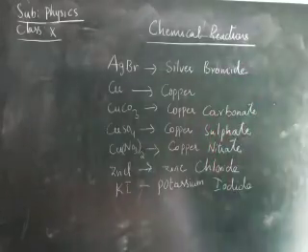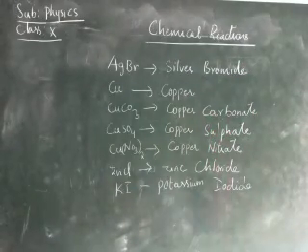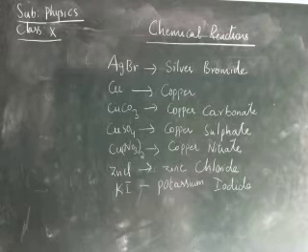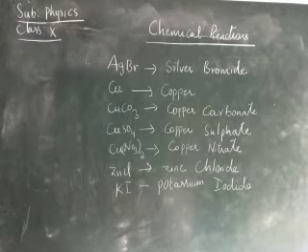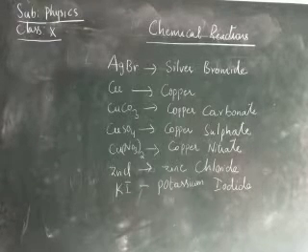AgBr, silver bromide. Cu, copper. CuCO3, copper carbonate. CuSO4, copper sulfate. Cu(NO3)2, with the NO3 taken twice, copper nitrate. ZnCl, zinc chloride. KI, potassium iodide. Okay, children, these are a few of the formulae.